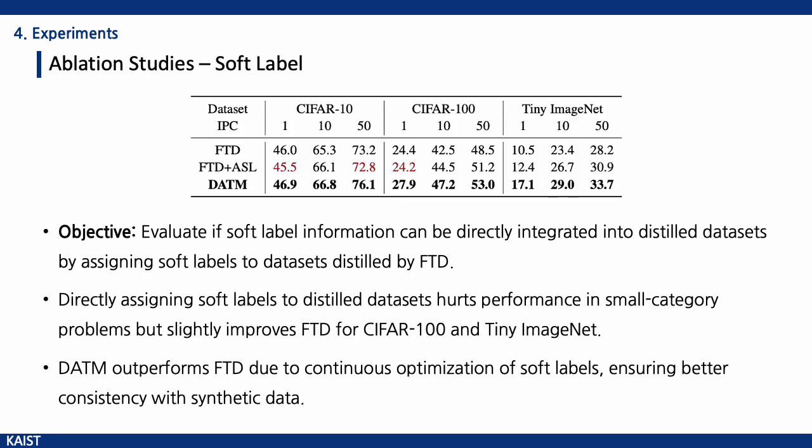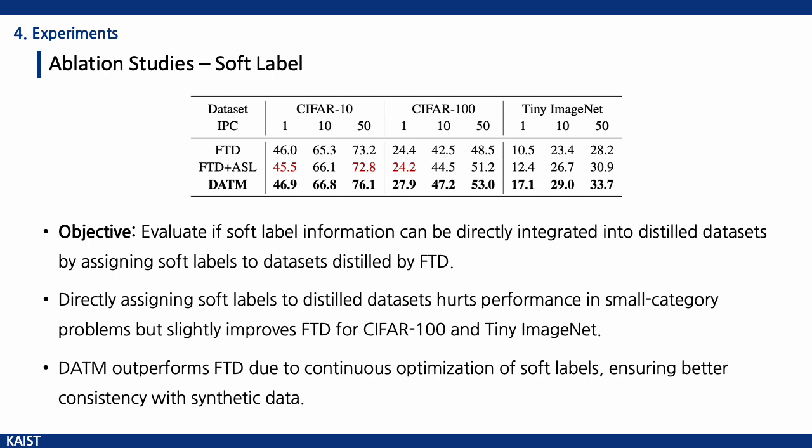Now, let's look at the ablation studies on soft labels to evaluate their role in dataset distillation. The objective of this experiment was to determine whether soft label information could be directly integrated into distilled datasets by assigning soft labels to datasets distilled by FTD. The results show that directly assigning soft labels negatively impacts performance in small category problems. However, for datasets like CIFAR-100 and Tiny ImageNet, this approach provides a slight improvement to FTD.